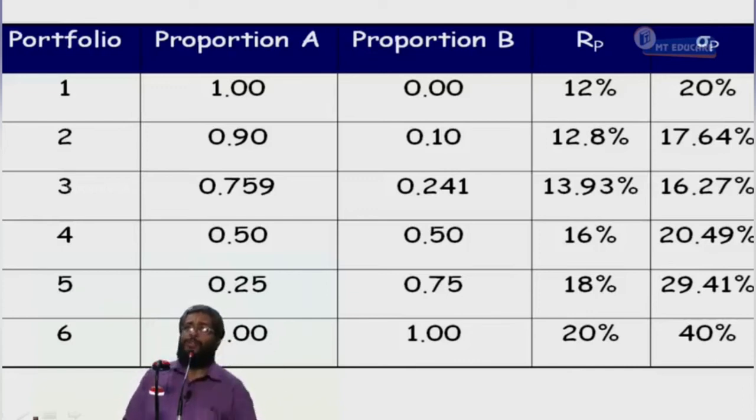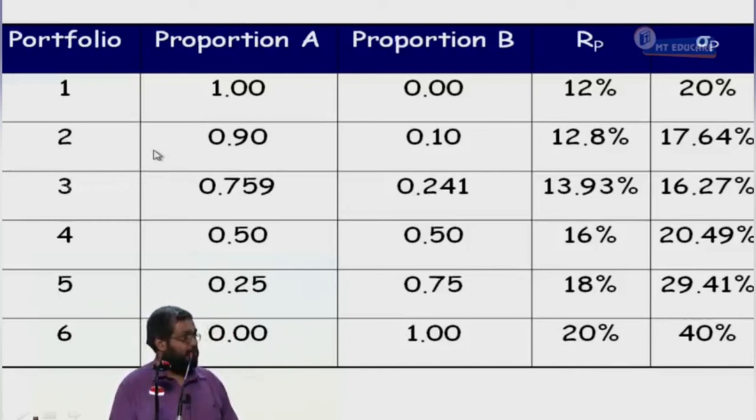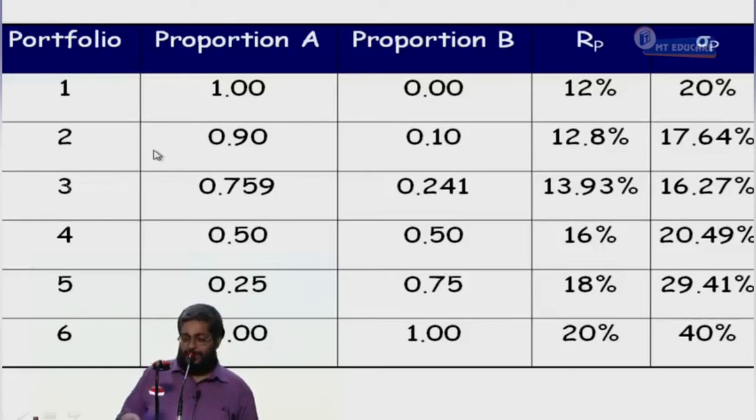Now, only one you tell me. For example, portfolio 2. What is portfolio 2? 90% A and 10% B.